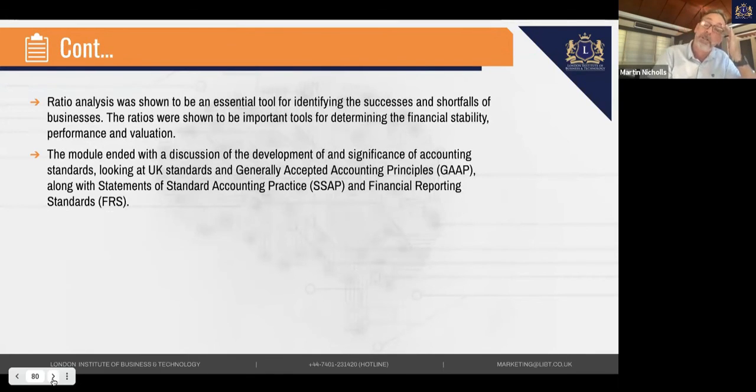And we've started to take a look at ratio analysis. We'll come back to this. We'll also come back to it in the assignment. We're talking about UK standards here, but generally, as I said, applicable across the world.